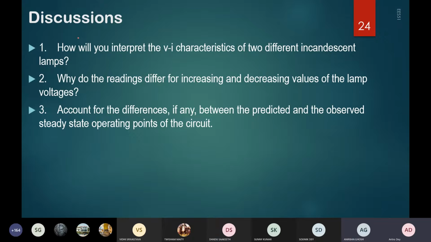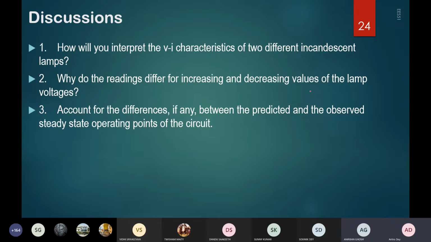So these are the discussion points. What you interpret, I already gave some clue. Based on that, try to write how you can interpret the VI characteristics from the point of view of the slopes of the plots. Slope is equal to conductance or resistance based on the choice of the scale. Whether it is monotonically increasing or decreasing, based on that you can comment whether it has a positive temperature coefficient or negative temperature coefficient.